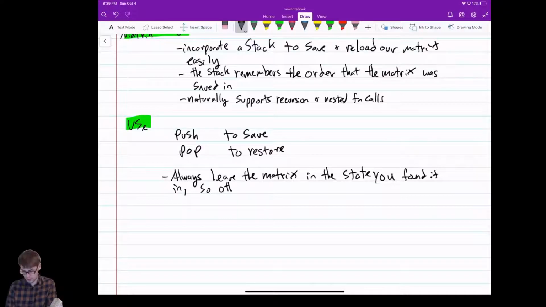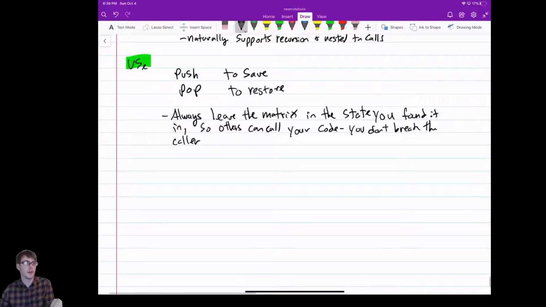So others call your code. You don't break the caller. Okay, so let's look at this. Let's look at an example of how to use this.